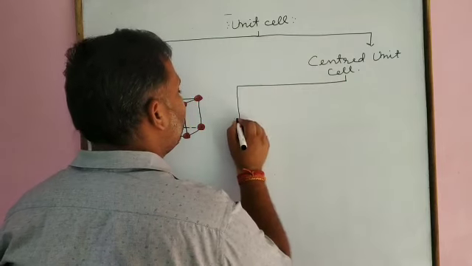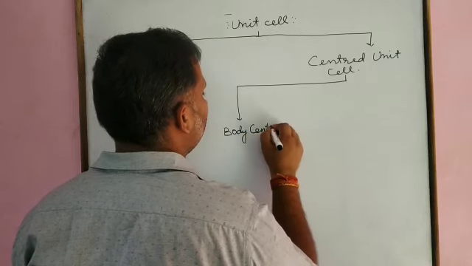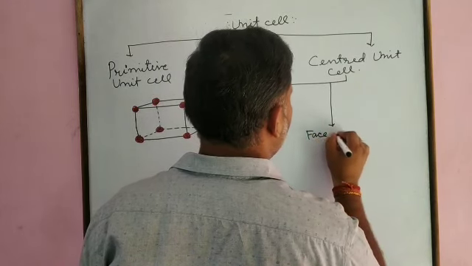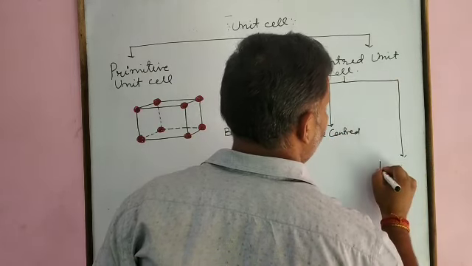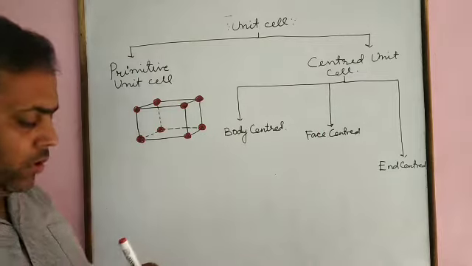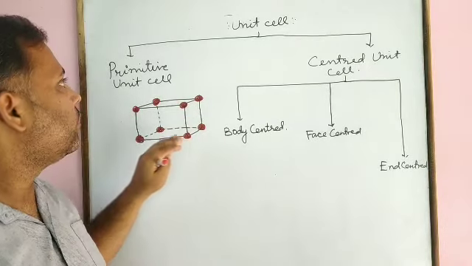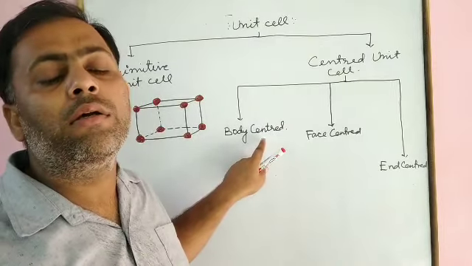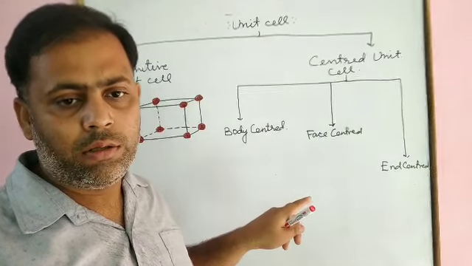To the next, if we discuss centered unit cell, then centered unit cell is further categorized into body centered, face centered, and end centered. We have discussed that in case of primitive unit cell, the atoms are only and only present at the corners of the cube, whereas in case of body centered, the atoms are present at the corners of the cube together with one atom at the center of the body. Let us represent.